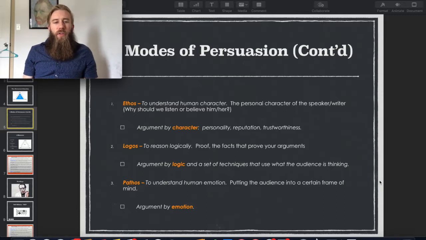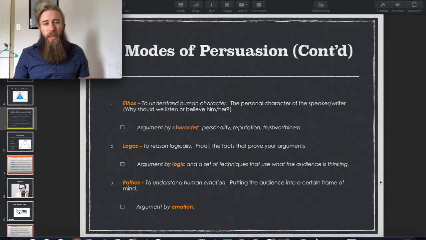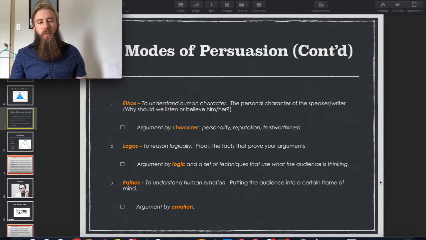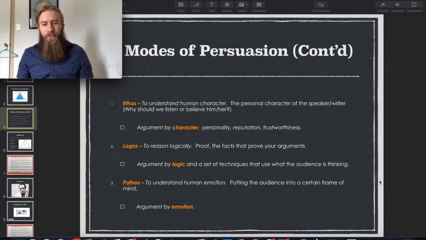Ethos refers to the character or credibility of the writer or speaker. So when we're talking about ethos, what we're really talking about is what makes that writer credible. What gives them credibility to write this message? What connection do they have to the message in general?